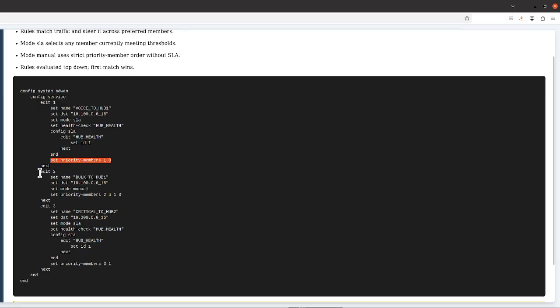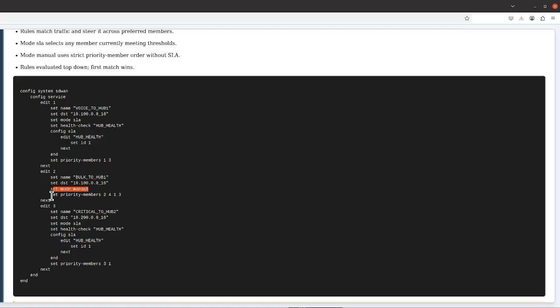The second rule, edit 2 with name BULK_TO_HUB1, handles bulk data traffic like file transfers or backups to the same data center. The set destination 10.100.0.0/16 matches the same destination as the voice rule. But set mode manual this time uses manual path selection, which just picks the first available member without considering SLA.